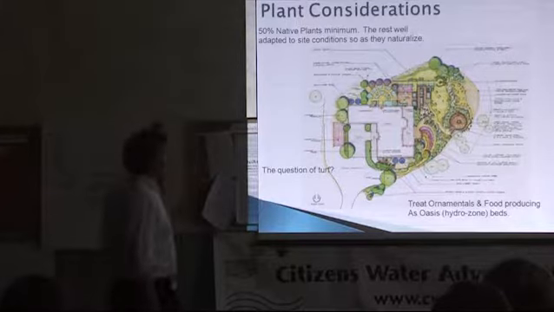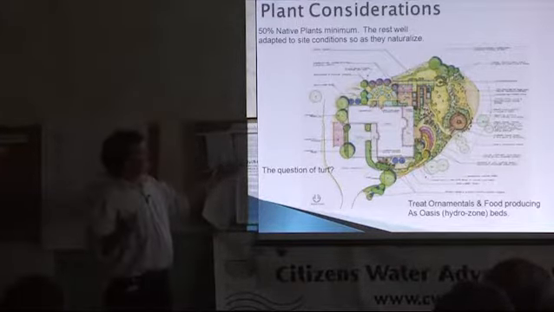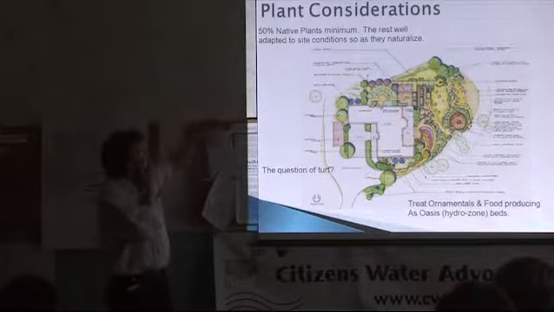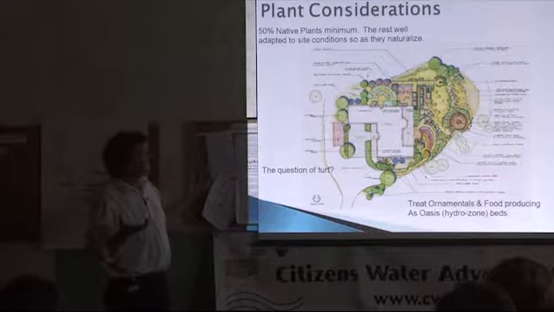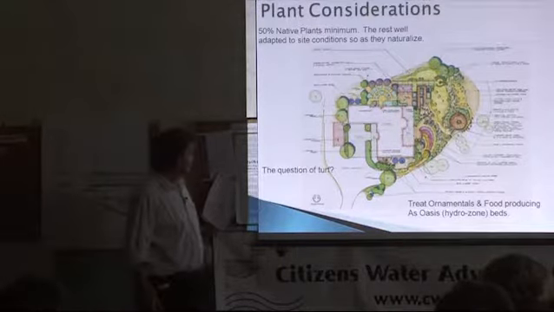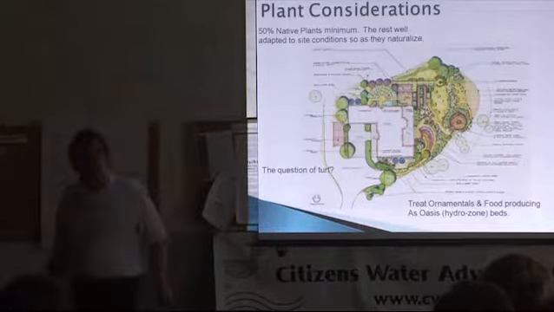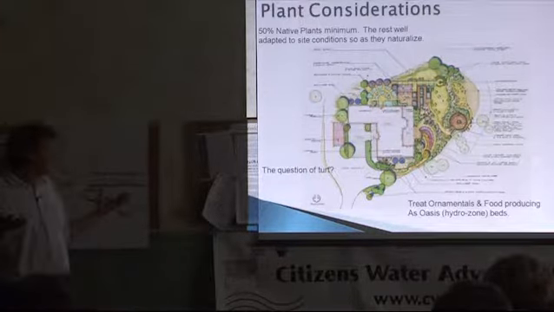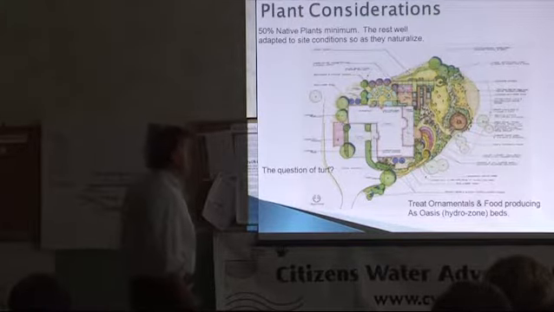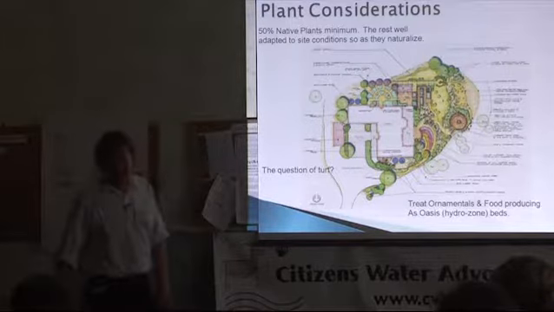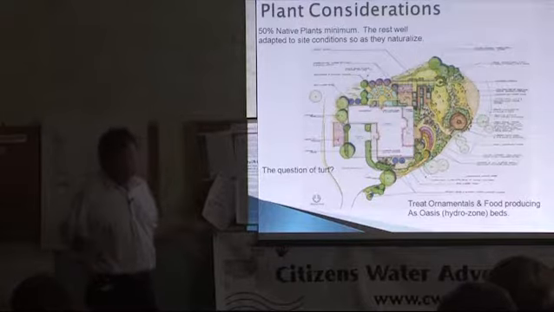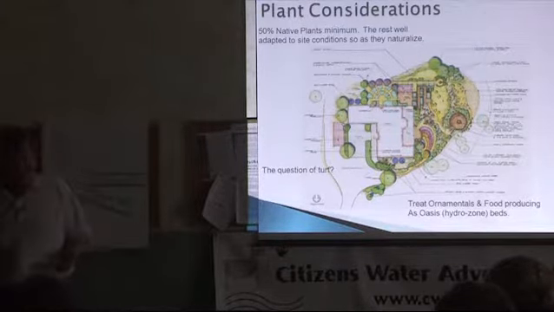Plant considerations. I have a couple of approaches: every landscape should be at least 50% native plants minimum, so that we're not being ridiculous and the plants are already adapted and naturalized to the conditions. And the question of turf. I'm not necessarily anti-turf, but I'm anti a lot of turf. It's hard to maintain, it's expensive, and of course it's a water hog. A small thing, synthetic turf, I'm becoming a little warmed up to it if you have to have turf.